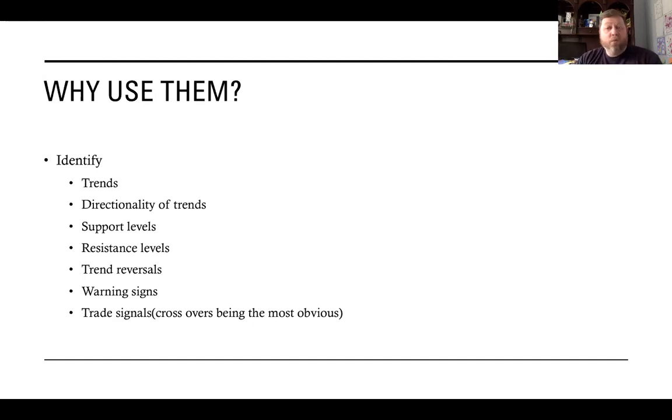So here's why we use them. It's pretty simple, right? I'm trying to identify things like trends, also the directionality of those trends. Are they likely to change or not? I'm looking for support levels. I'm looking for resistance levels. I'm looking to identify signs of a trend reversal before anyone else does so I can shift my positions, get out of something that might lose, take a profit.